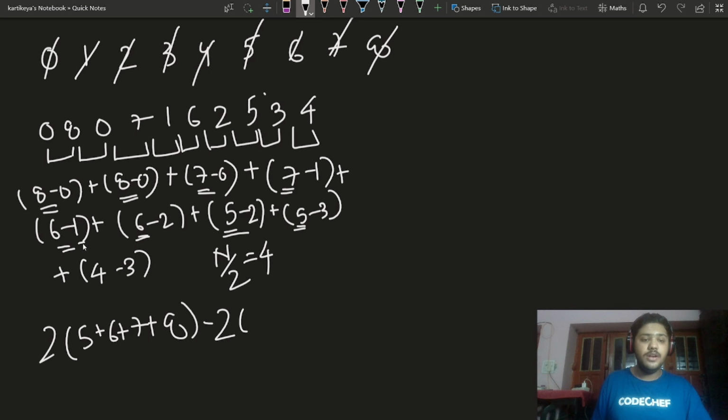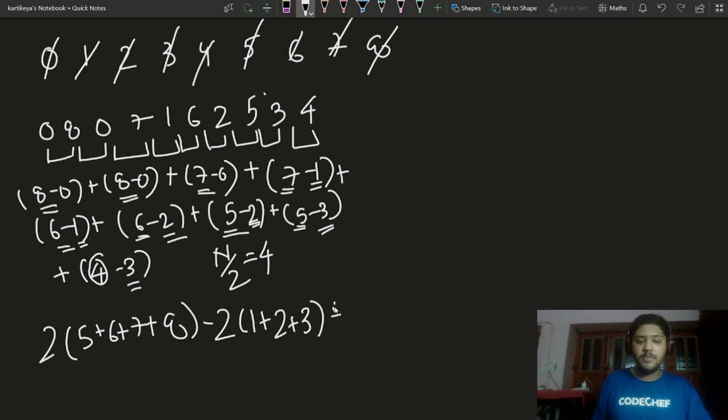Now, 1, it is occurring once here and once here as a negative number. 2, it is also occurring 2 times as a negative number. 3, it is also occurring 2 times as a negative number. So it would be 1 plus 2 plus 3. Now, 4 itself is occurring only once as a positive number. So it would be plus 4.